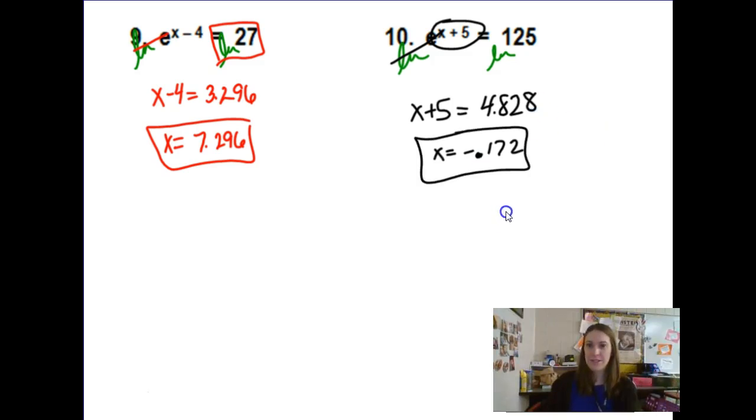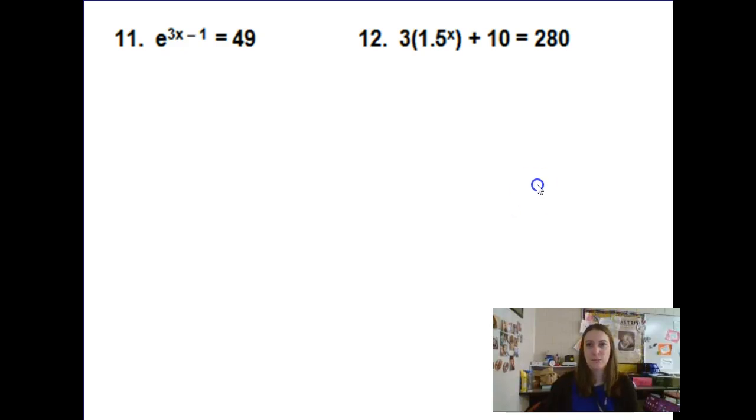Alright, what's next? Alright, well 11's a little boring. It's just another natural log problem, so I'm going to leave it alone. You would have applied the natural log, added 1, and divided by 3. Very boring. Let's look at the next one. Base 1.5 is what's going on in the question, but it is not even close to isolated. You need to isolate this first. So let's subtract the 10 first.